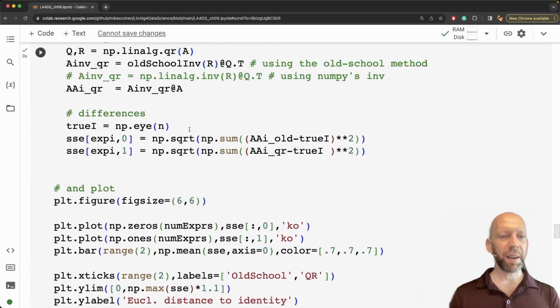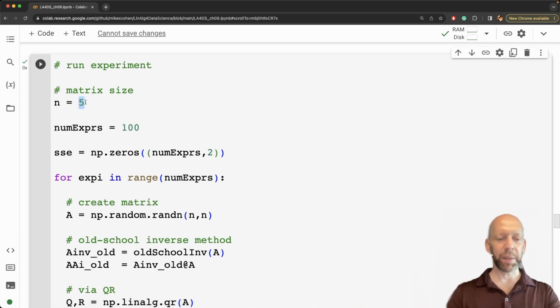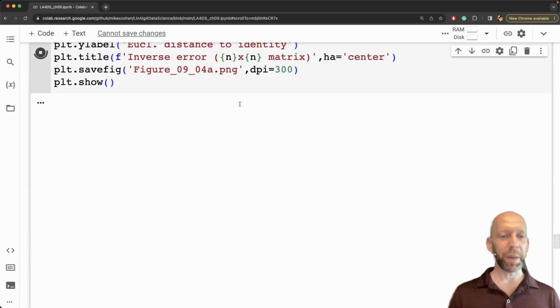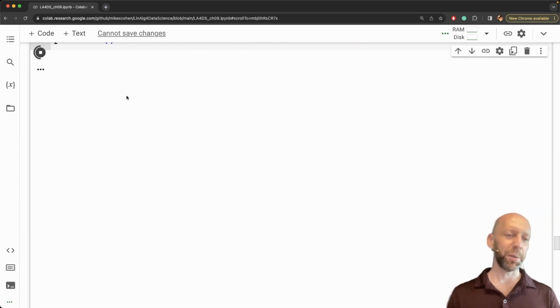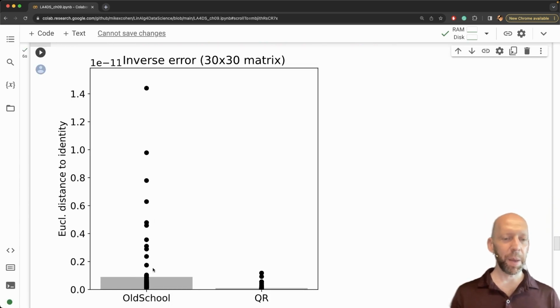So that's for a 5 by 5 matrix. And now what we can try is setting this bigger. Let's say we'll make it a 30 by 30 matrix. So quite a bit bigger. And now we can see it also takes longer to compute. Here you see the results. And again, smaller numbers are better. The gray bar here shows the average. You can see that the average error, the average of the inaccuracies, is a lot lower for QR decomposition than it is for our old school method.